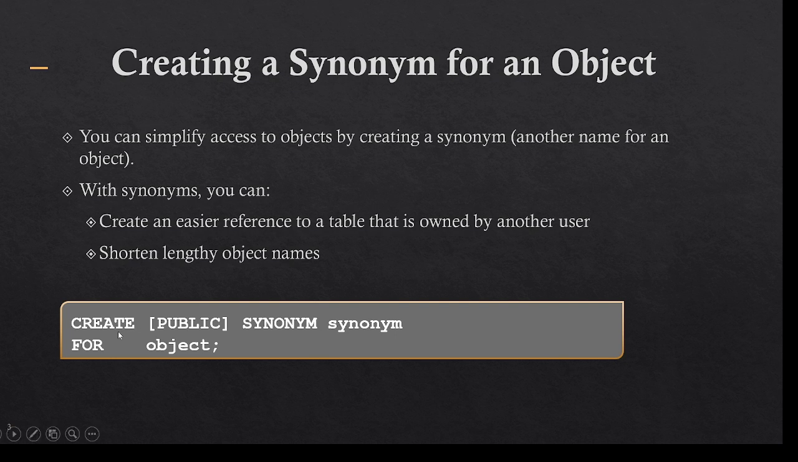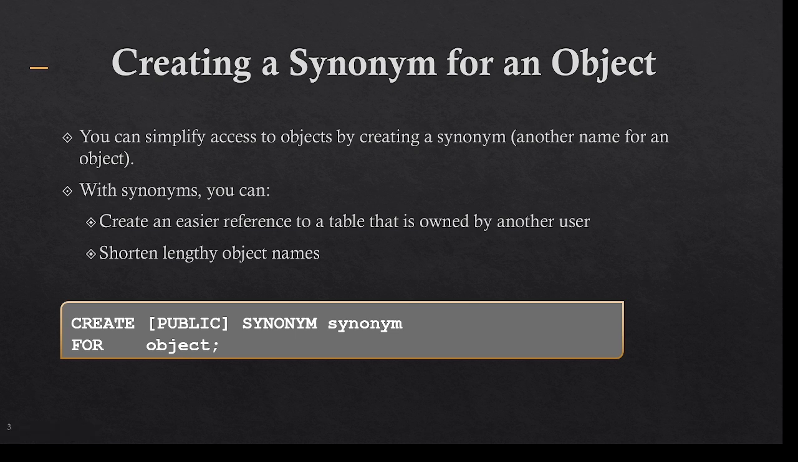Here you can see in the syntax, we have the CREATE keyword with PUBLIC, which is going to create a synonym that is accessible to all users. Here, this is again the keyword along with the name of the synonym that has to be created. FOR object identifies the object for which the synonym is created.